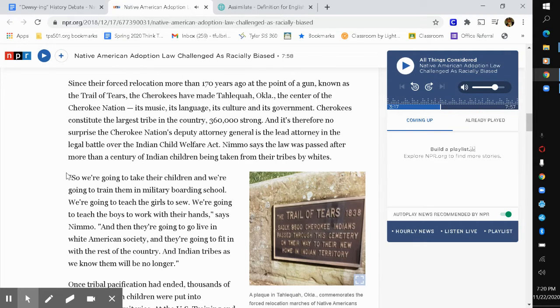Okay, so what we just learned about the history of, quote, adoption wasn't really adoption, just the process of taking Native American children away from their families, forcing them into these boarding schools where, as you can tell, they're trying to basically disconnect them from their past culture and force them into white society. This idea of assimilation in the past was that they are going to take the Native Americans and convert their children to, quote, Americans.